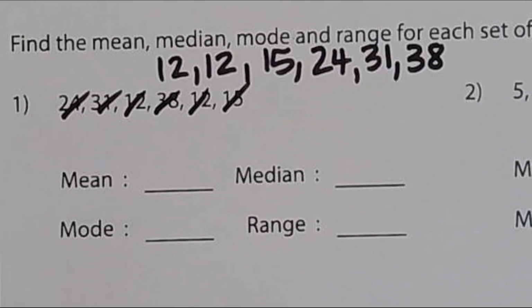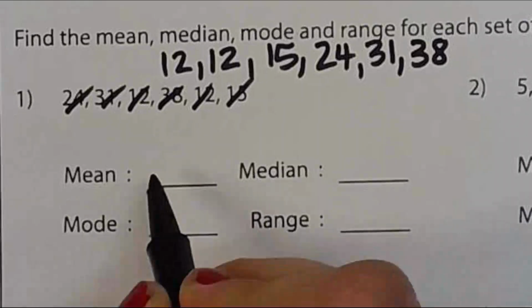Divide by 6. How many numbers is it? Oh. What does mean mean? I thought we were going to divide by the number. That's, well, we're not finding the median. 22. You see why we got to pay attention. 12 plus 12 plus 15 plus 24 plus 31 plus 38 divided by 6. We add all our numbers up and divide by the amount. We divide by 6 and we get 22.